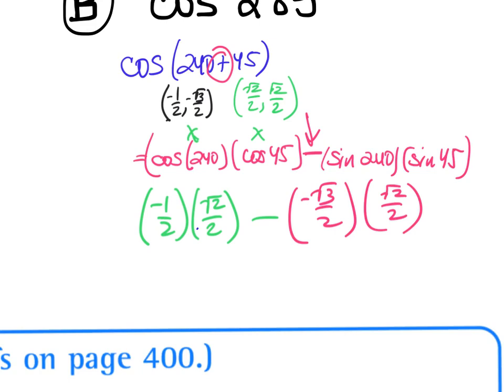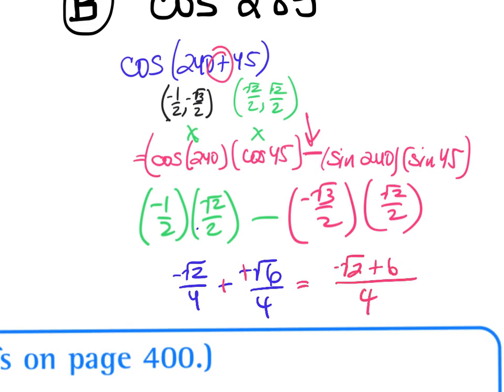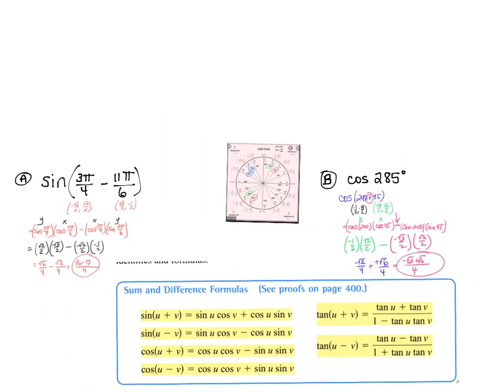If I multiply here, -1 times root 2 is -root 2 over 4. Agreed? Minus, what's -root 3 times 2? -root 6 over 4. Two minuses make a positive. And if I write this over one denominator, it's -root 2 plus root 6 over 4. Do you see how these two answers are super similar?